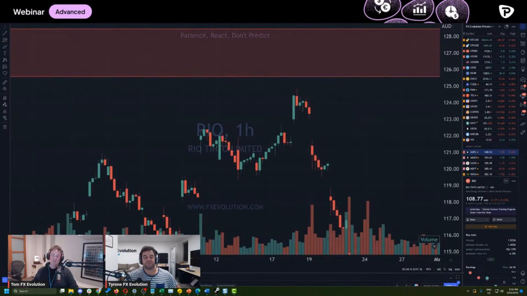Yeah, this actually brings up something: a gap up, gap down like this is what we call an island reversal. It's a series of patterns where it literally relies on the gap up and the gap down, or the gap down and the gap up, the opposite way. And these are very, very powerful techniques. And it's not just Rio.